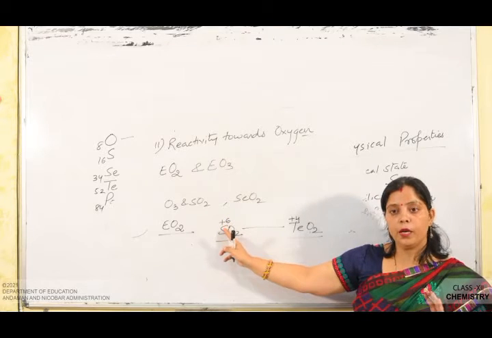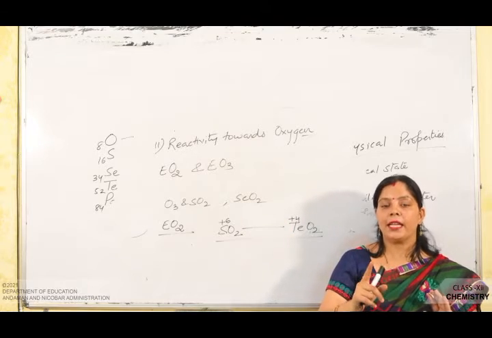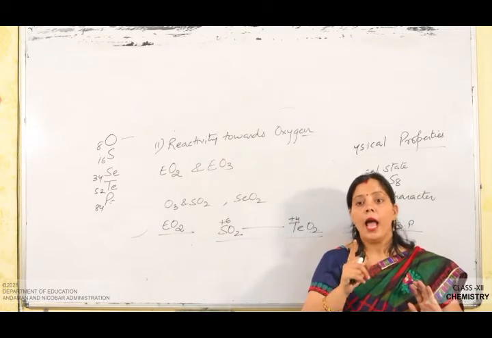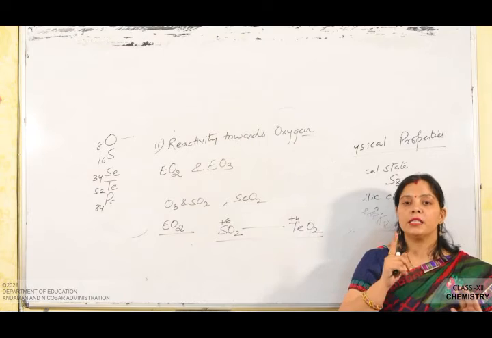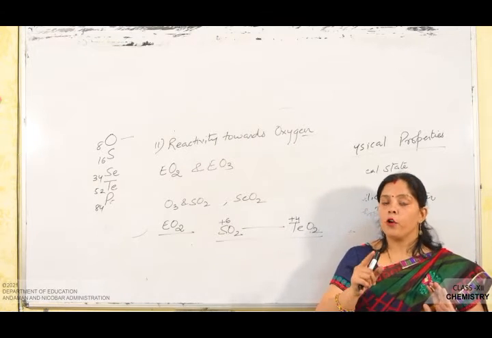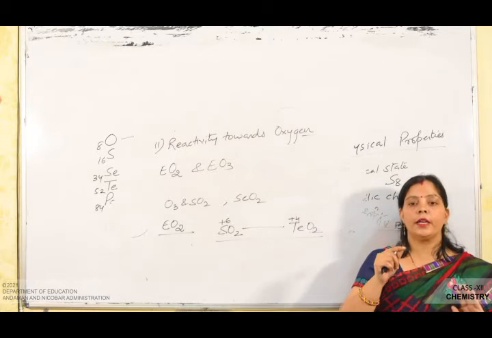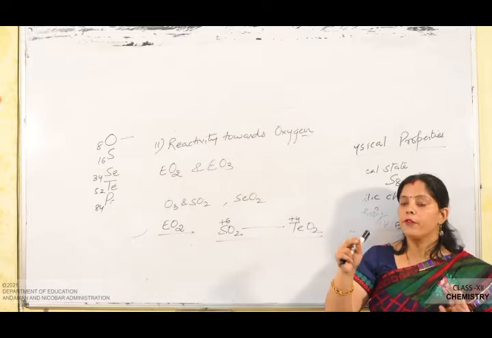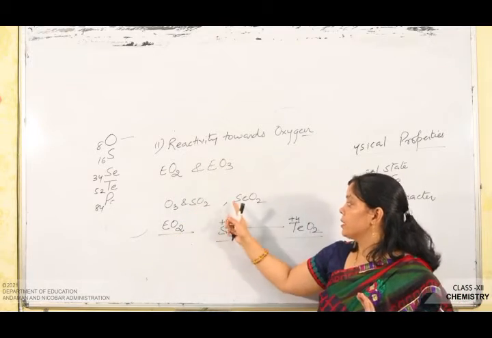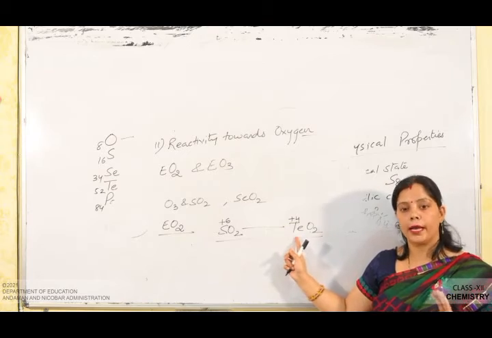is more stable than the +4 oxidation state, while TeO2 acts as a good oxidizing agent, as the stability of +6 oxidation state decreases down the group from sulfur to tellurium, and therefore the reducing character of the dioxides decreases from sulfur dioxide to tellurium dioxide.